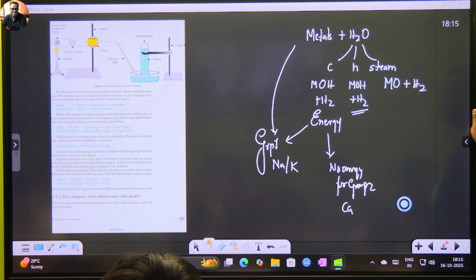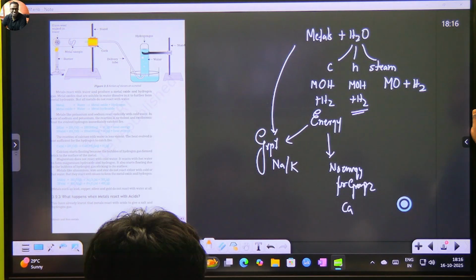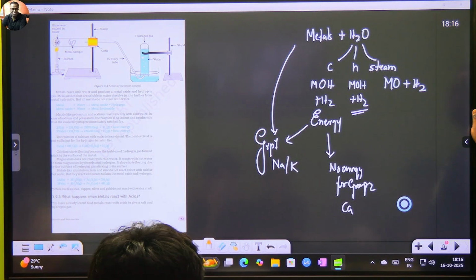Now let's move to group 2. Will they react with cold water? Calcium will react with cold water. It does react. Magnesium will not react with cold water. If you react it with hot water, in both the cases, they will form metal hydroxide. They will release hydrogen, but the metal will actually be floating on the surface because of hydrogen getting stuck to the metal surface and creating hydrogen bubbles.